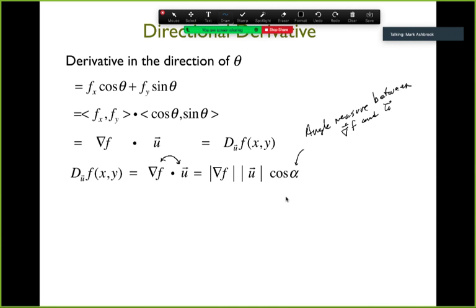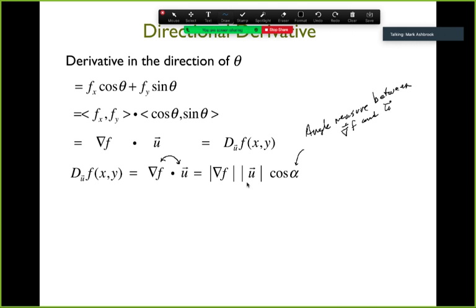Which is different than theta, right? Theta is our standard trig angle swept counterclockwise from the positive x-axis. It's our standard angle that we use for cosine and sine. So this, since it's the dot product of these two vectors, is the angle between them when they're tail to tail.